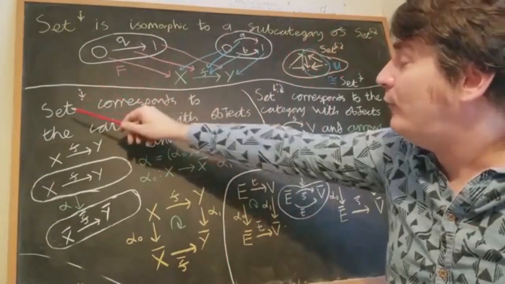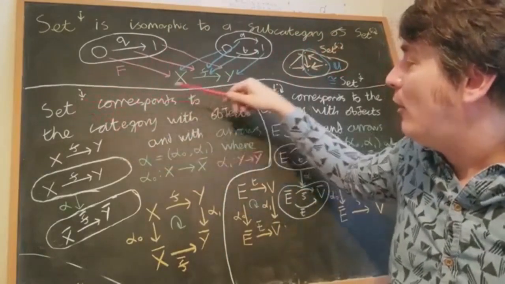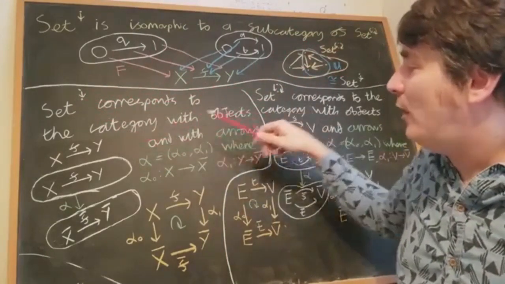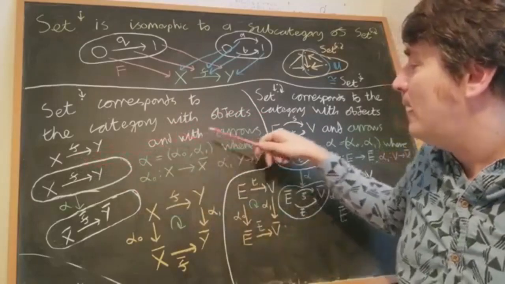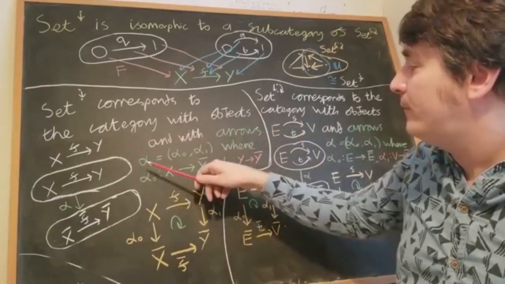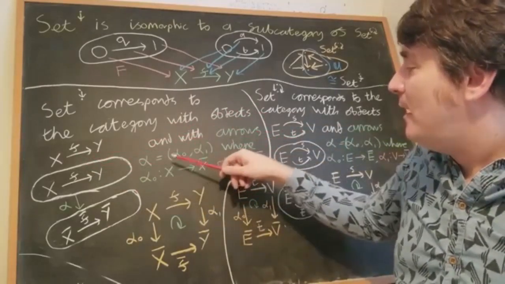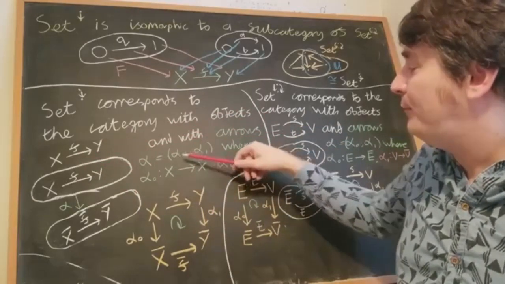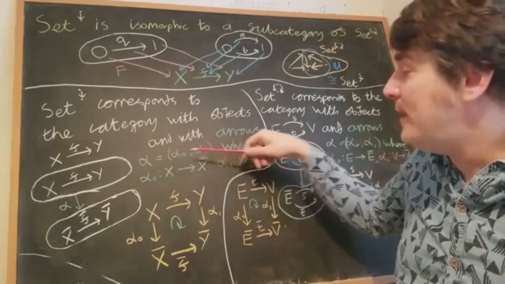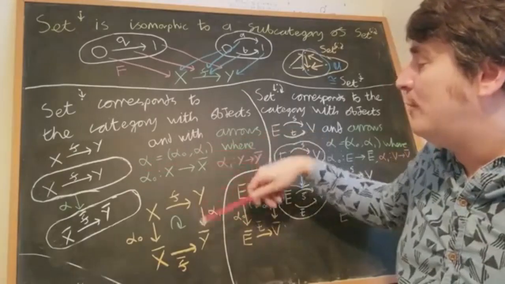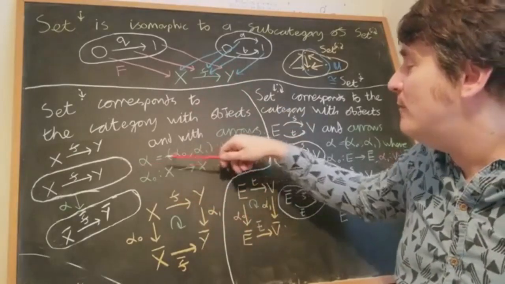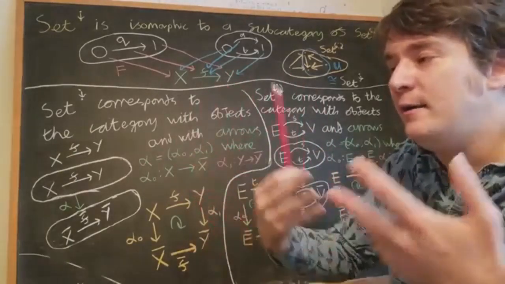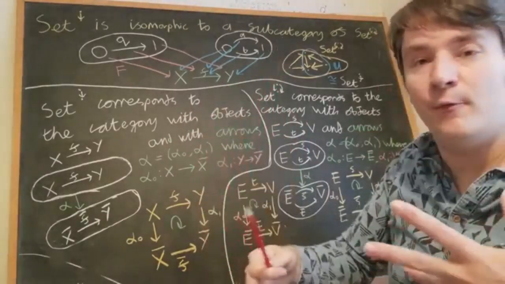So this category of functions here corresponds to the category which has objects as functions, and the arrows are going to be pairs of maps. Okay, these are really natural transformations, but we'll not talk about natural transformations at the moment. Let's just take a kind of more down-to-earth view of what these things are.